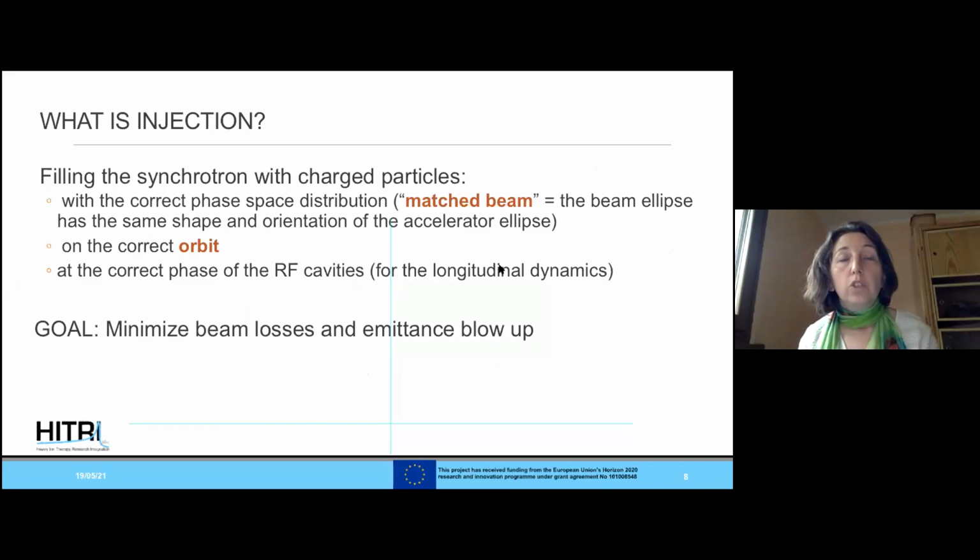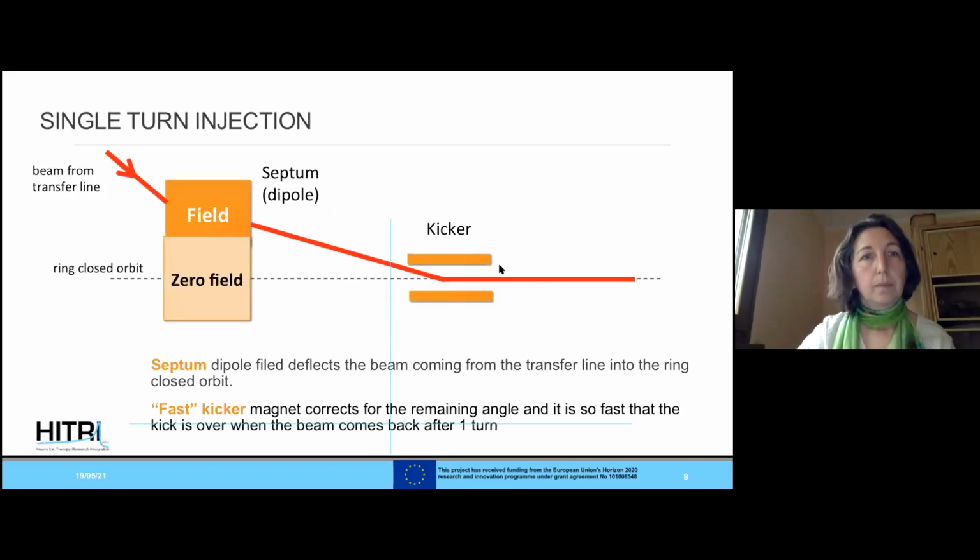We have to inject these particles on the correct orbit, and in the longitudinal plane also at the correct phase with respect to the RF cavities. The goal of this exercise is to minimize beam losses and the emittance blow up. Emittance is a measure of the beam size. For the time being, let's start with a simpler injection, a single turn.